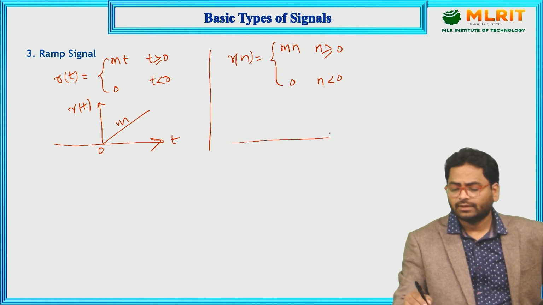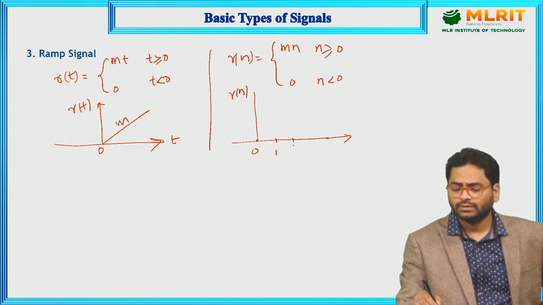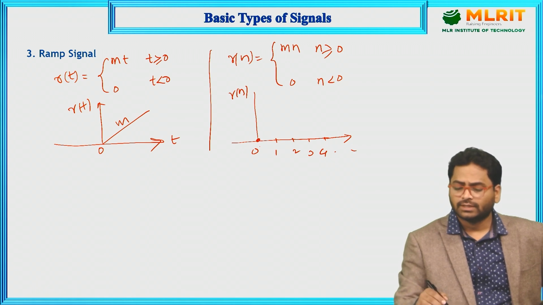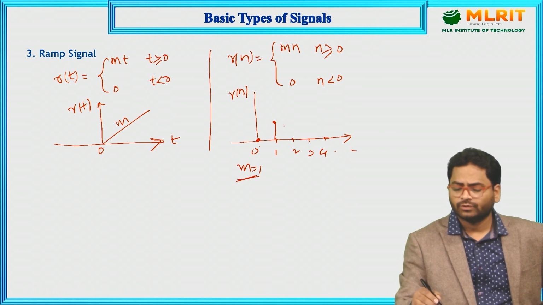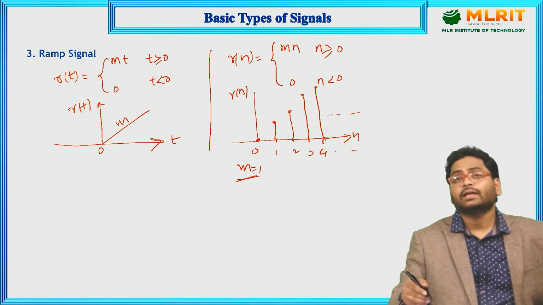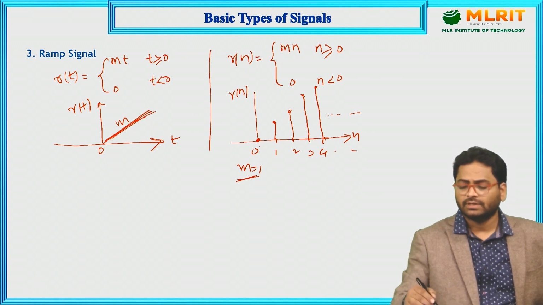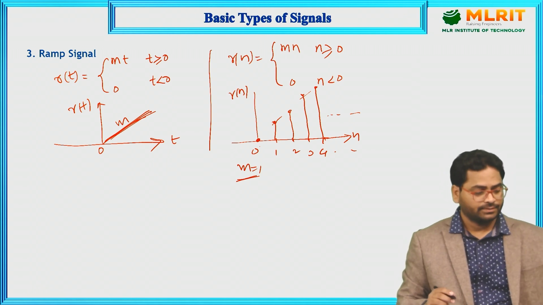When it comes to the graphical representation, this is r of n, and this is at 0, 1, 2, 3, 4, and so on. At 0 it equals 0. Let us take m equal to 1 now, so the slope is 1. That means at this point you will have values like this, and so on. It should look like a linearly increasing curve. So this is a linearly increasing curve, and this is also a linearly increasing curve, the ramp signal. Okay, this is about the ramp signal.